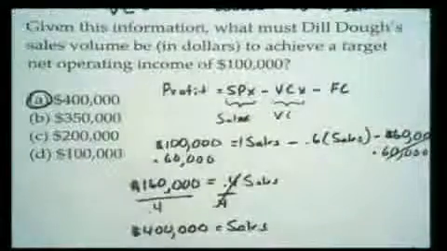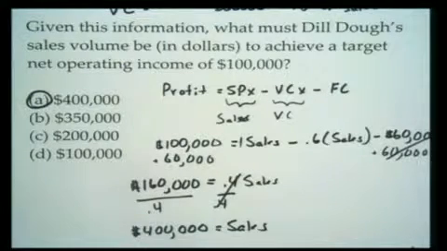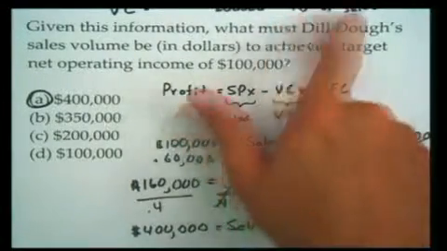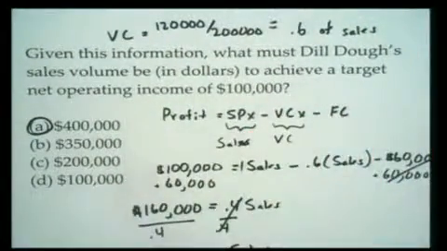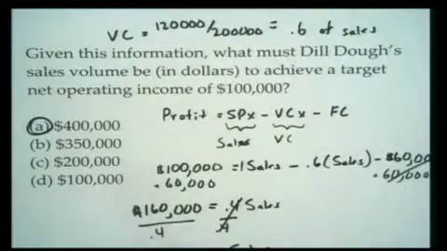And of course, by definition, while we're here just for fun, what is the CM ratio in this example? It's got to be 0.4 or 40%. If variable costs are 60% of sales, doesn't it stand to reason that the contribution margin must be the rest, the other 40%?